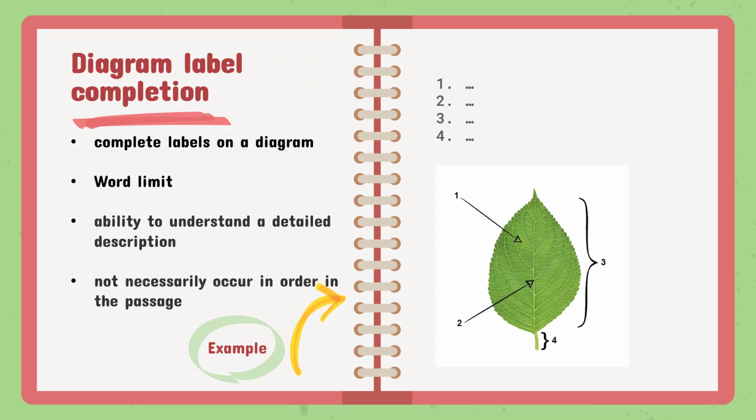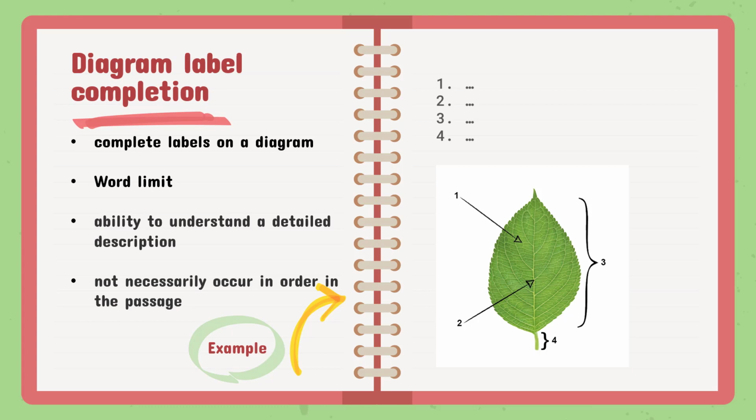The next one is diagram completion, the labels. You see a picture, you need to complete it, you need to name the different parts. You also have a word limit here, and you need to understand the details and the descriptions. A specific idea is described, and then you need to find out which part describes which part. This is not very much different from the flow chart and table completion, but it's a little bit easier because it has a picture. You need to imagine all the things that you can read. And it does not necessarily occur in order in the passage, so you need to be careful about that as well.